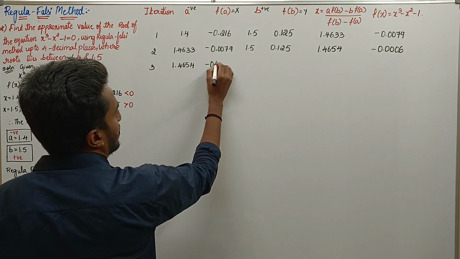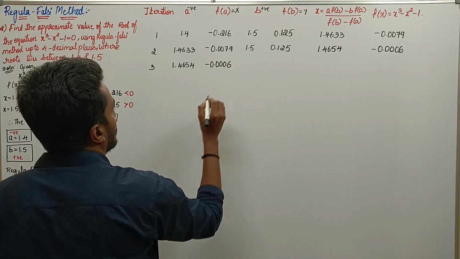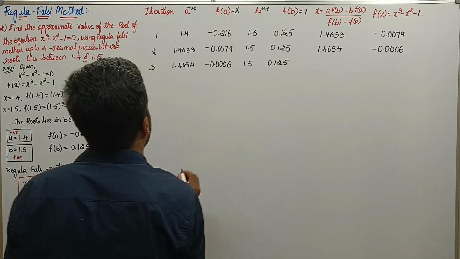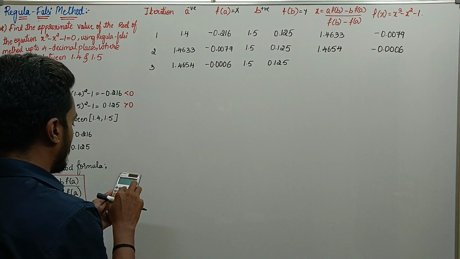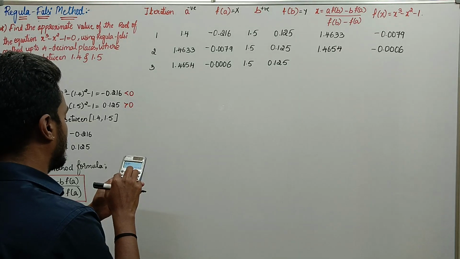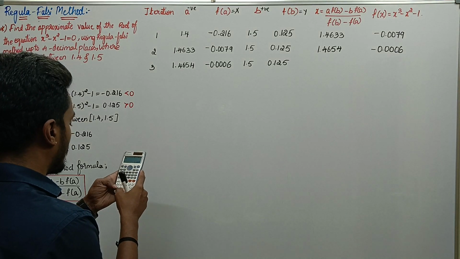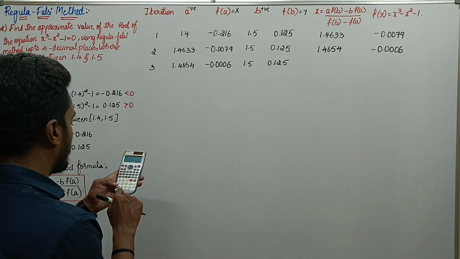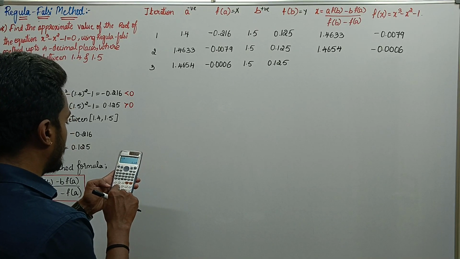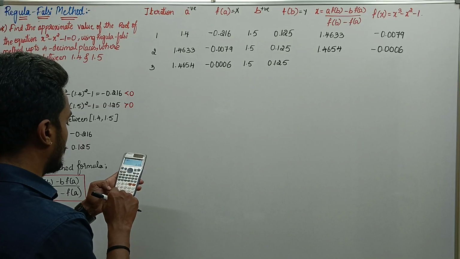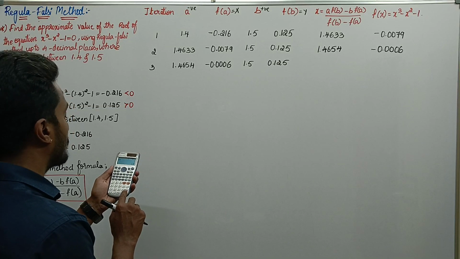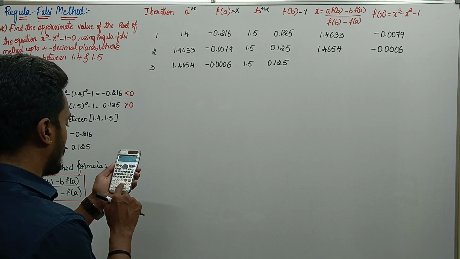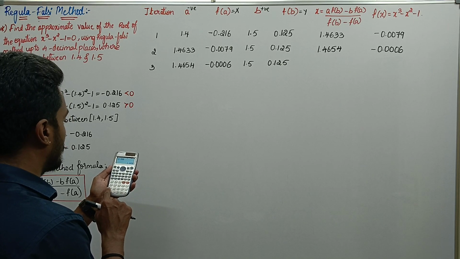Now see, since we have got a minus sign, it will be replaced with respect to 1.4654. Now minus 0.0006. Now 1.5 and 0.125 remain constant. Now replace in the value of x, that is calc a is 1.4654. Next y is 0.125, press equals, b 1.5 equals, x, you have minus 0.0006.